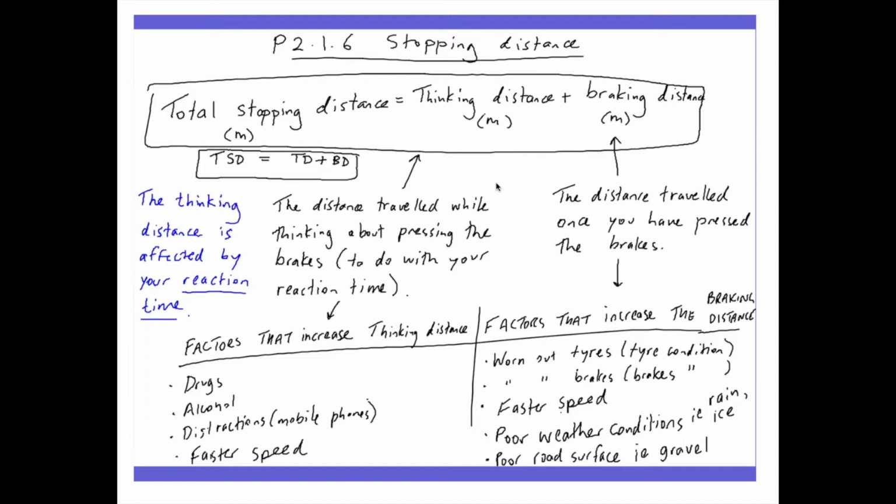Most people's reaction time is about half a second. So if you're going 10 meters a second, then in half a second, you'll travel 5 meters. So that 5 meters would be your thinking distance.